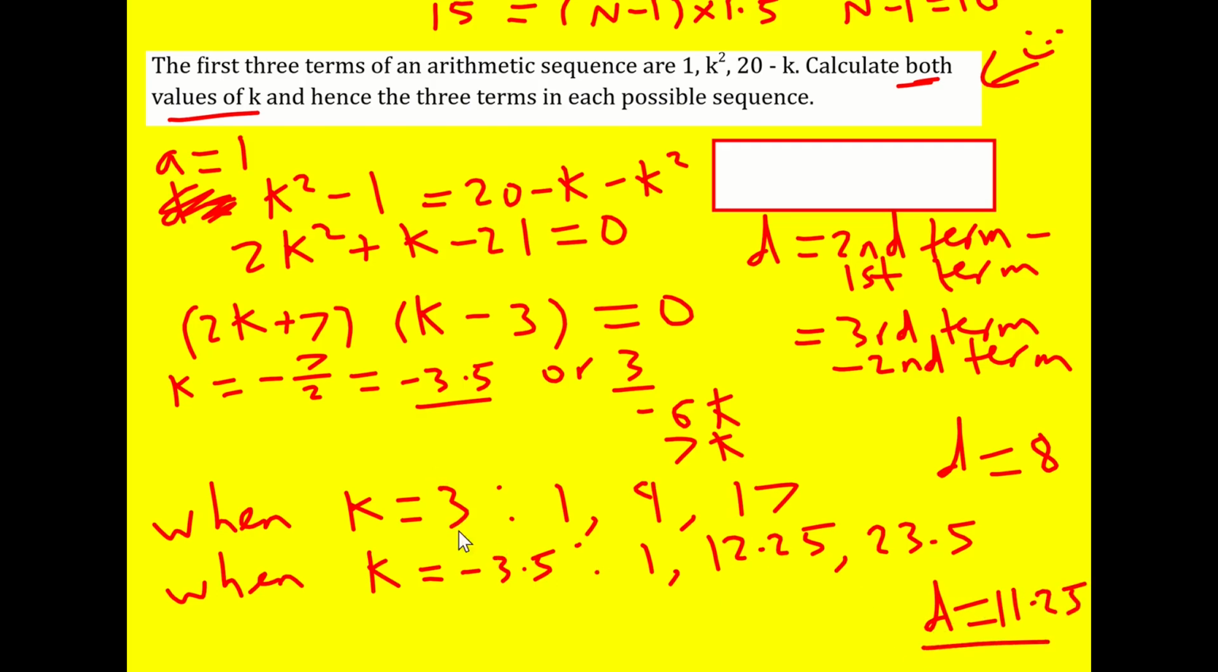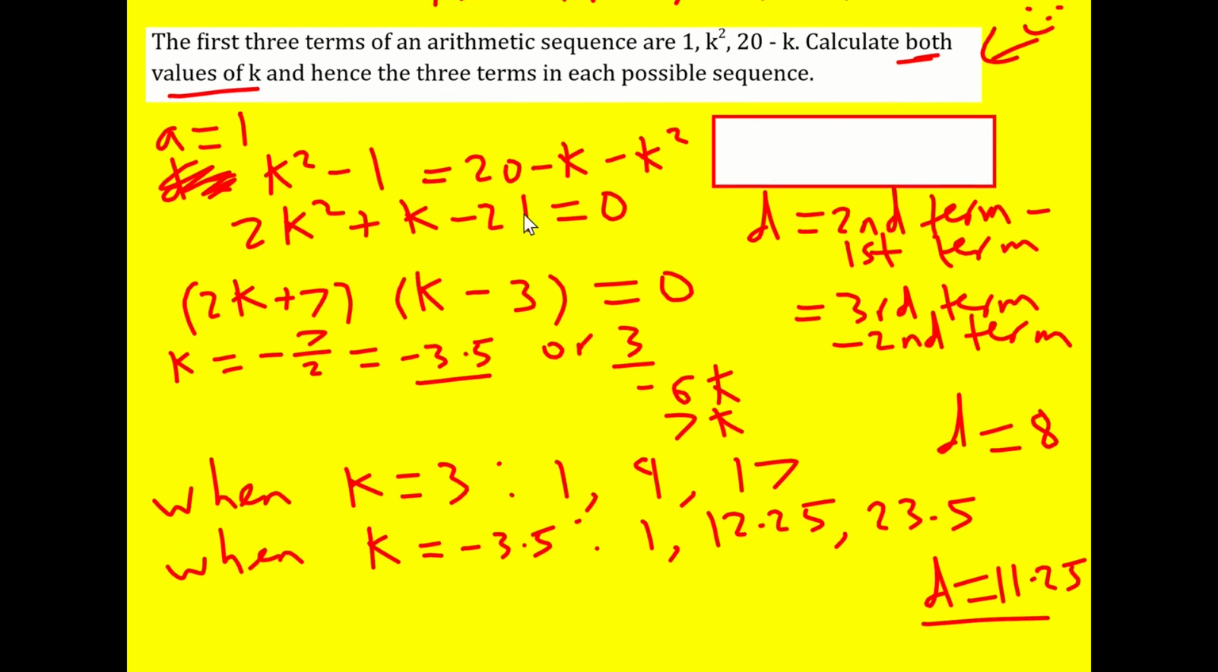So there we have it. We found both sequences. We found the values of k. Make sure you can do this sort of question. I'd like you to practice some more now.